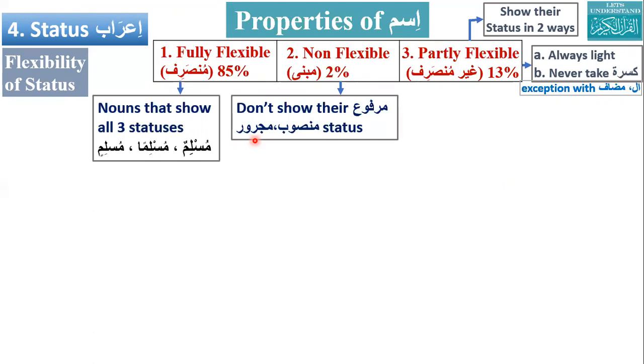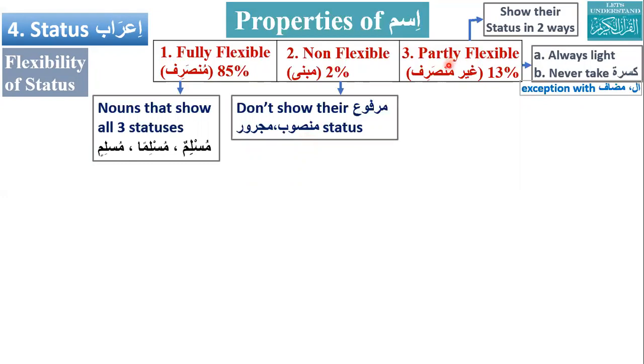So it means a noun is fully flexible means it shows all the three statuses like Muslimun, Musliman, Muslimin. So it can be changed, no? All the three ways. Muslimun is marfu, Musliman is mansub, and Muslimin is majroor status. So there are some nouns that do not show their marfu, mansub, and majroor status. Those nouns are called non-flexible. So they do not show their status. We cannot change them like we can change Muslimun, Musliman, Muslimin. So these nouns which do not show their status, those are called non-flexible.